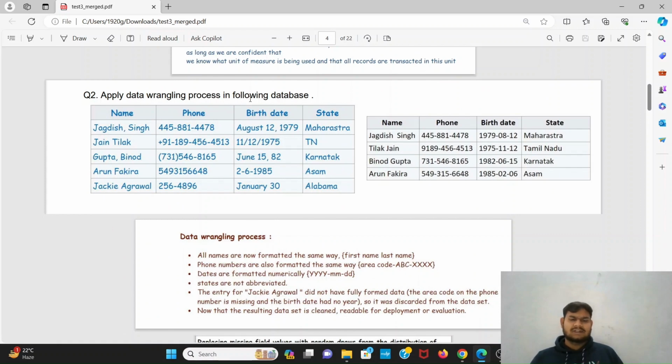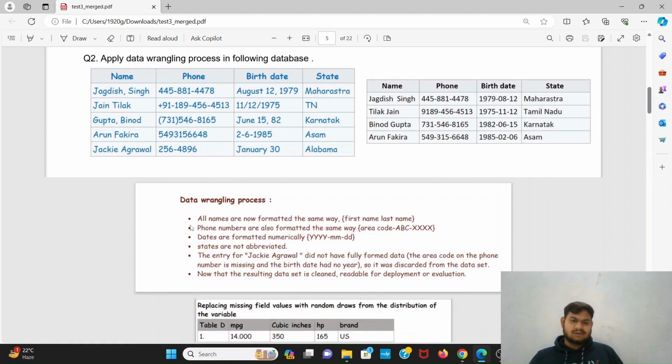Apply the data wrangling process to the following database. This is the given database to which we have to apply data wrangling. All names are now formatted the same way: first name and last name. We have to remove all the commas, errors, and dashes from the name column, and write in the format of first name and last name.